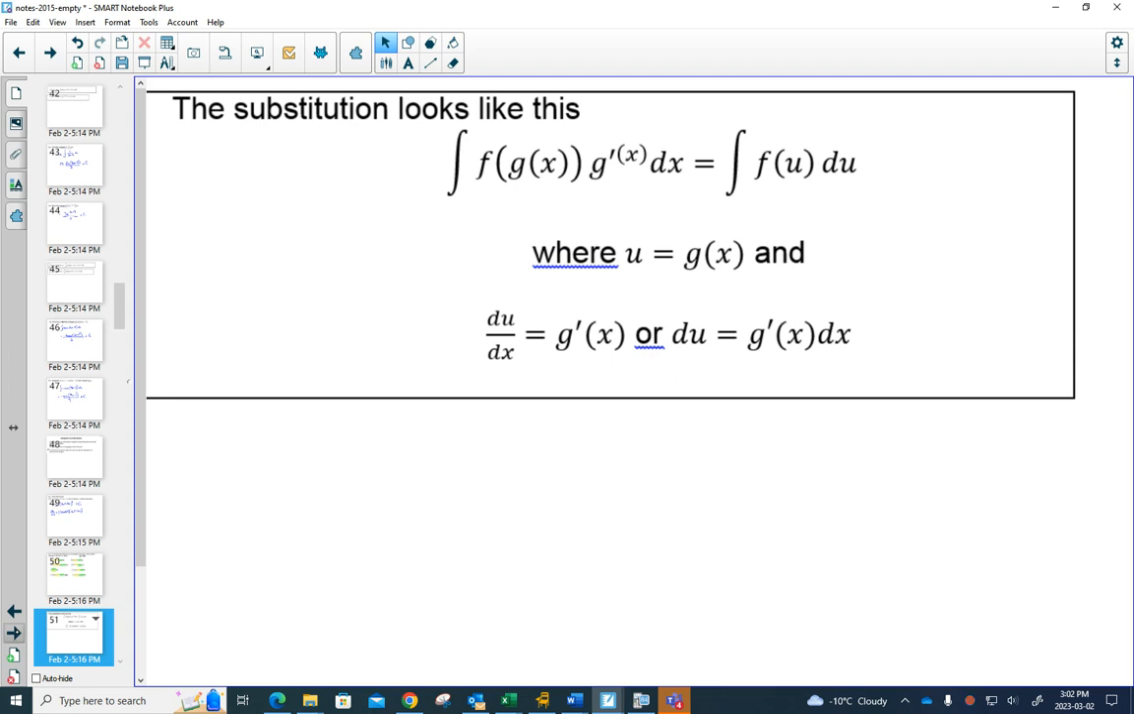If we think of du dx as a fraction, we can multiply both sides by dx, we can replace the g prime dx with just a du. And then the f of g of x, because the g of x gets replaced with u, we get f of u. Ready? We're good? No.